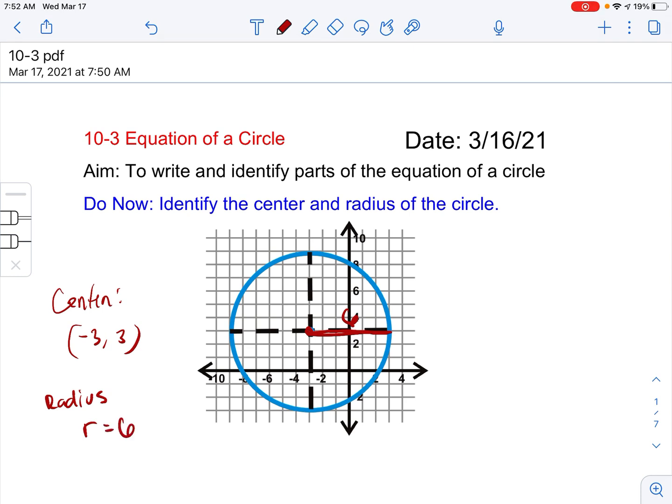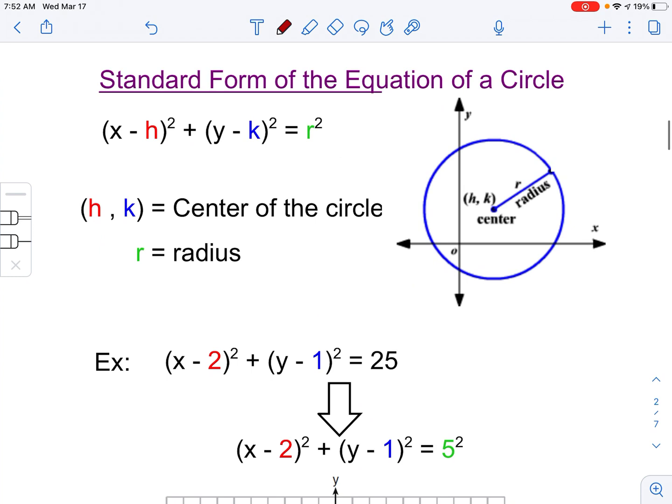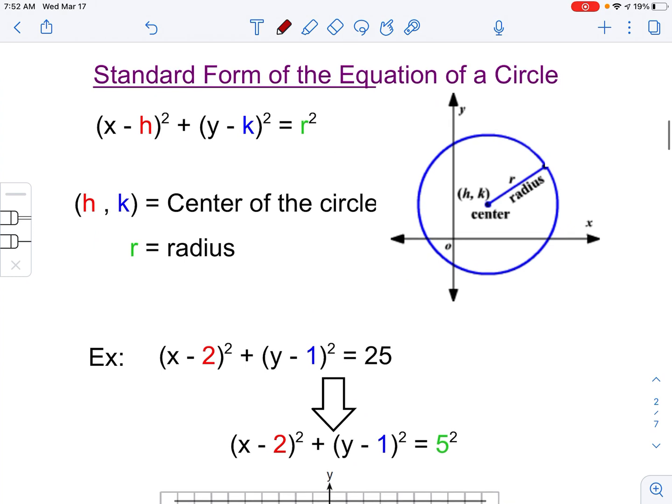is equal to 6. Okay, so now we're going to take these two parts of the circle and use them to write the equation of this circle, so that if we were to graph it, we could. So the standard form of the equation of a circle is this right here: x minus h squared plus y minus k squared is equal to r squared. H comma k being the center of the circle and r being the radius.